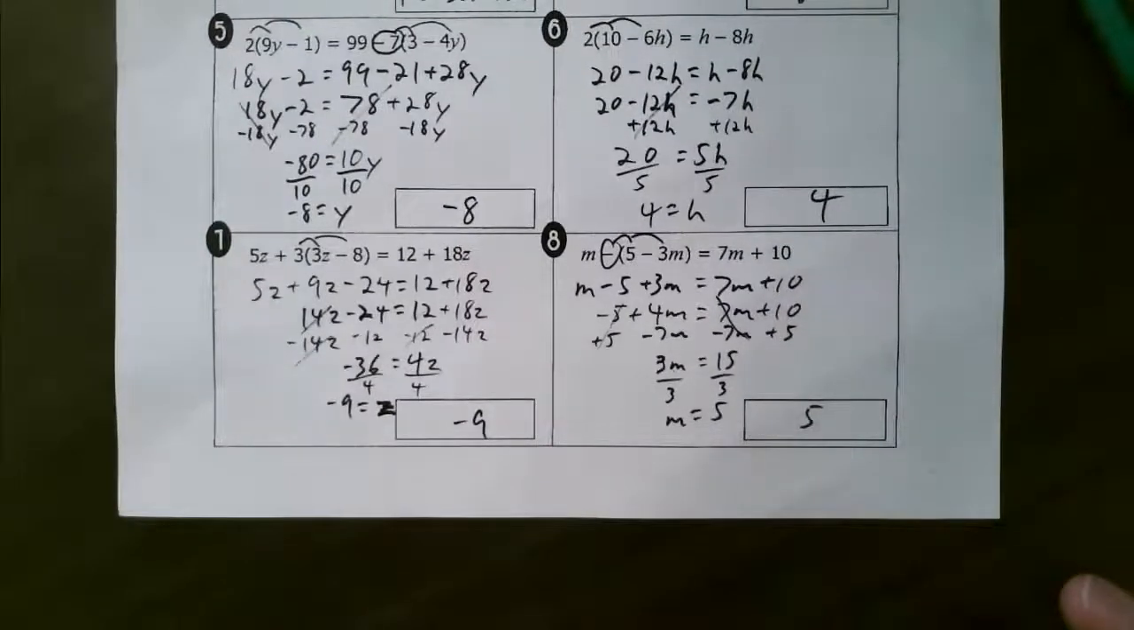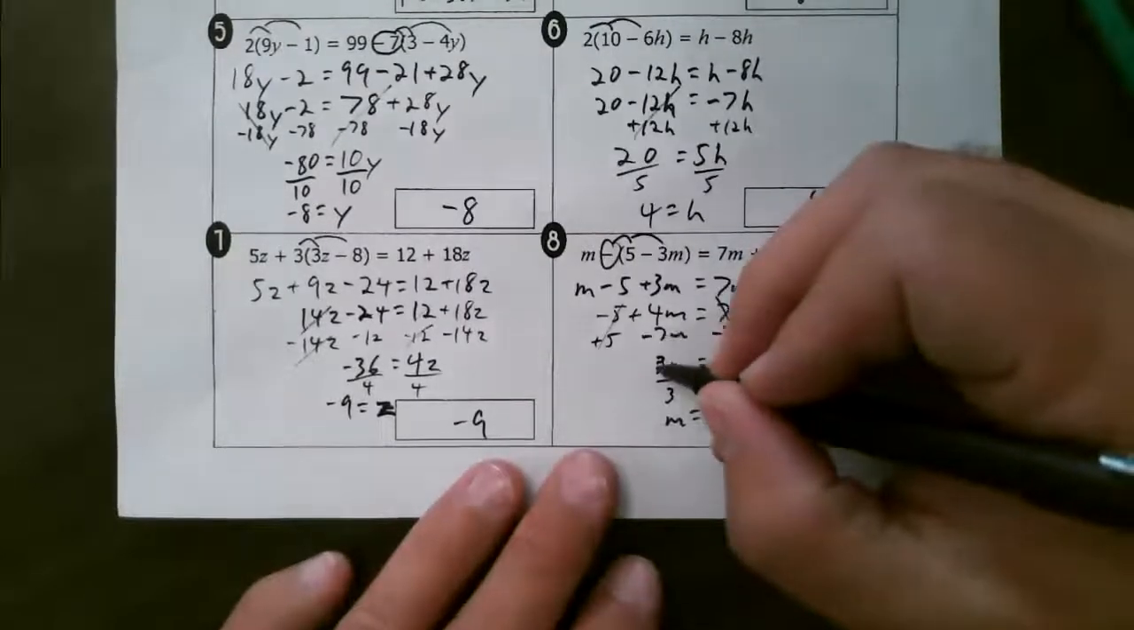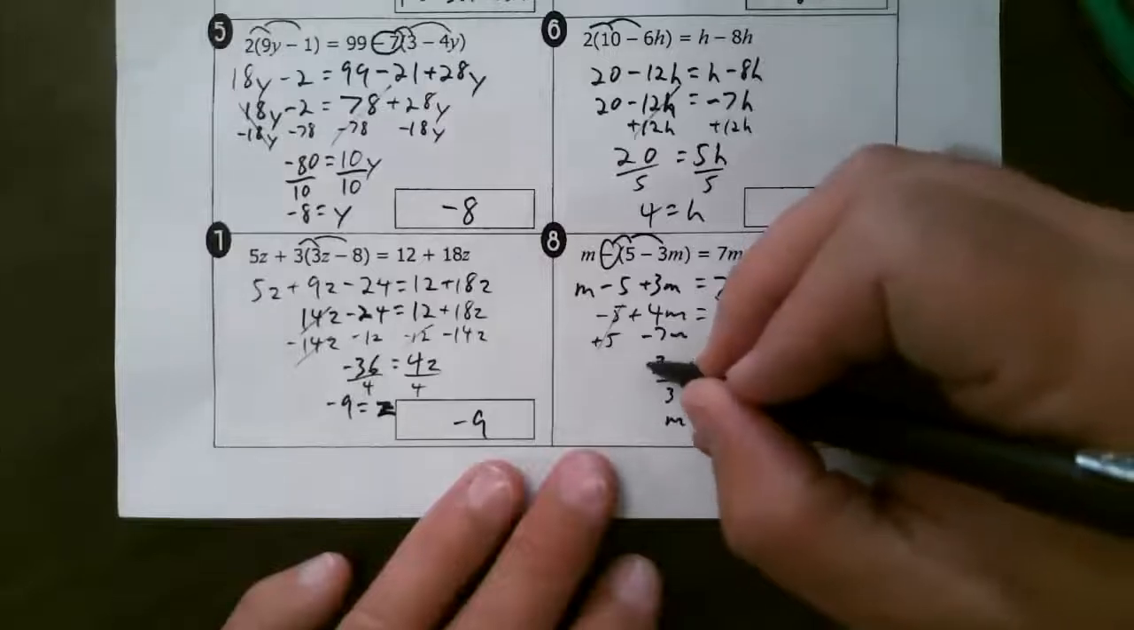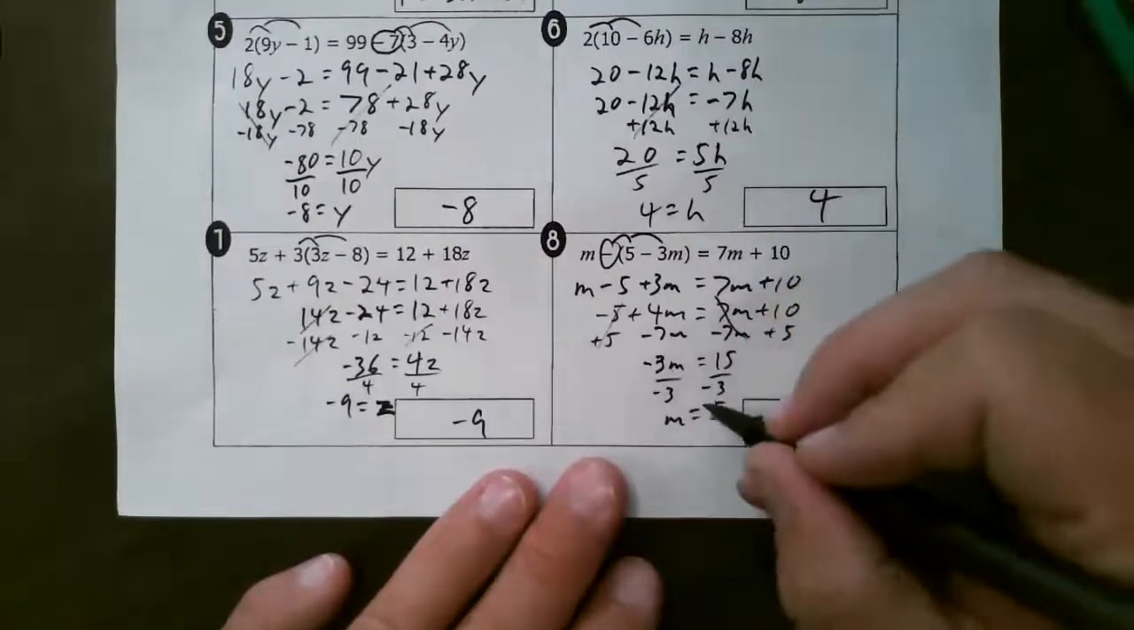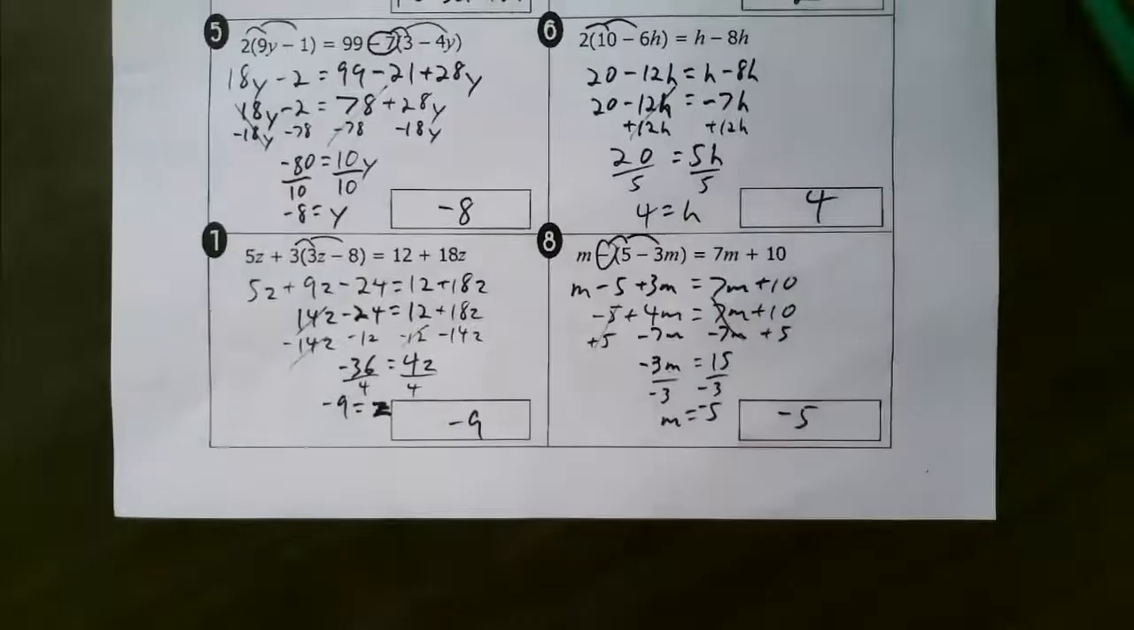Wait. I made one little mistake there. There's a mistake with our negative sign. This was -7. That was a +4. There should have been a -3. So we're dividing by -3, which made this -5.